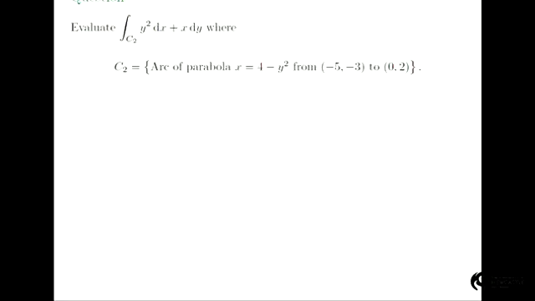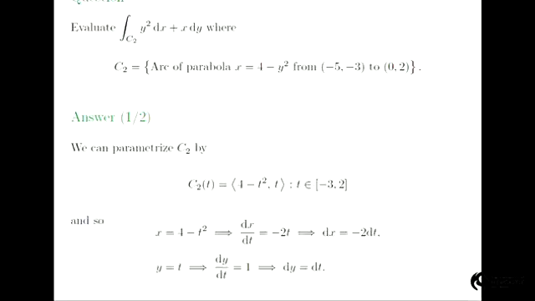Right, so C2, this is a little bit more complicated. It's the arc of the parabola, and this is a parabola rotated. It's a parabola in this direction. And we want to use the path from minus 5, minus 3 to 0, 2. Oh, so this time I didn't draw it. So we can parameterize C2 by what?